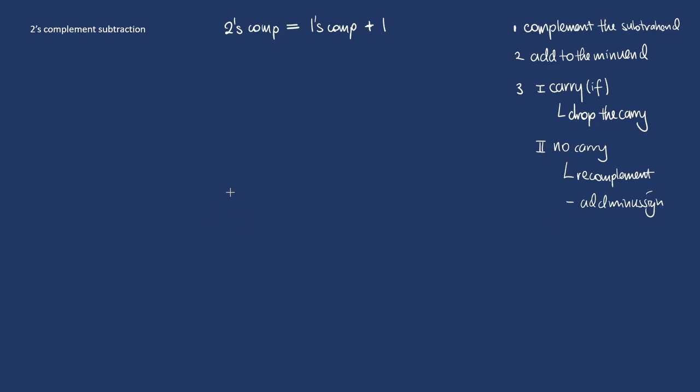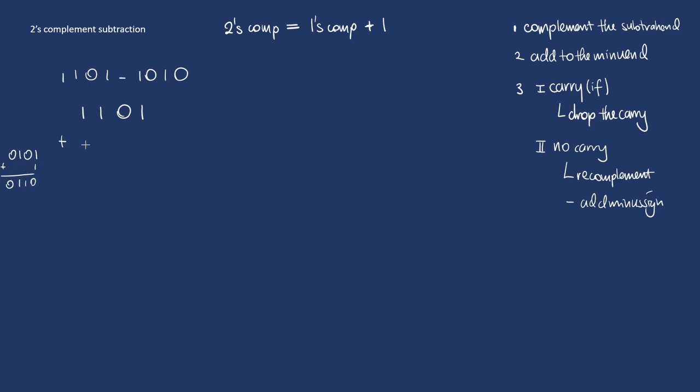Okay, so let's see this in action. So let's do 1, 1, 0, 1 minus 1, 0, 1, 0. So we have to take the 2's complement of this. So it starts 1, 0, 1, 0. The 2's complement of this is going to be 0, 1, 0, 1. Okay, but remember we're dealing with 2's, so we have to add a 1. So plus 1 is going to give us 0, 1, 1, 0.